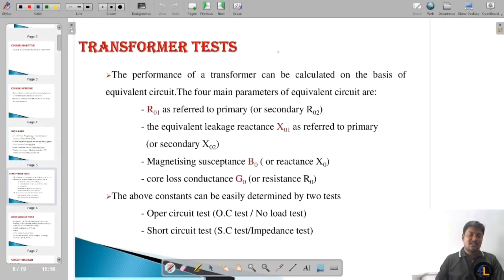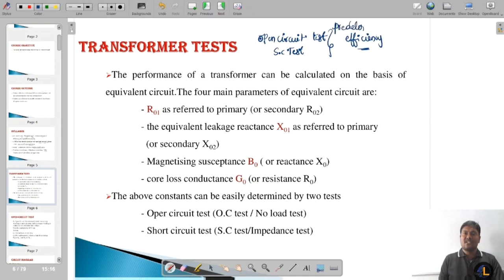Why are we going for the testing of a transformer? In order to find out the losses, you can go for the testing as well as the efficiency of a single phase transformer. By conducting the open circuit test and short circuit test, SC test, we can determine the efficiency. By knowing the losses, we can determine the efficiency. That is called the predetermination of efficiency.